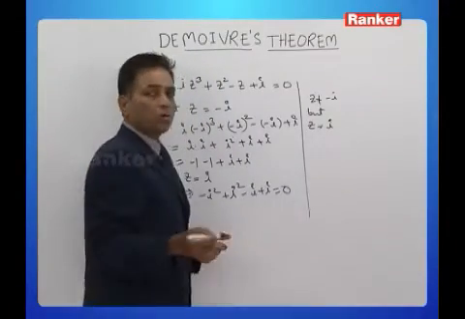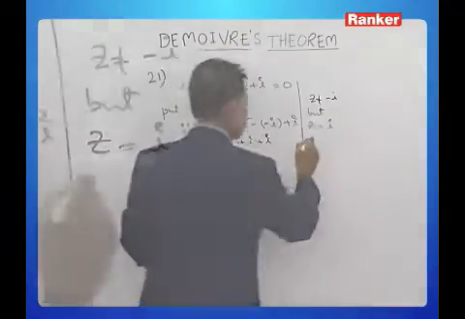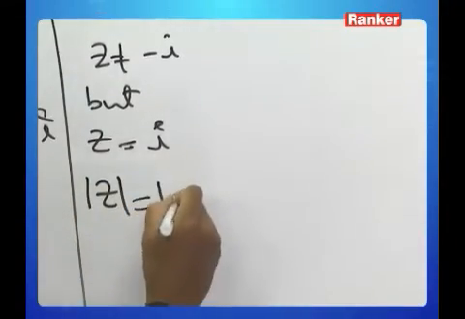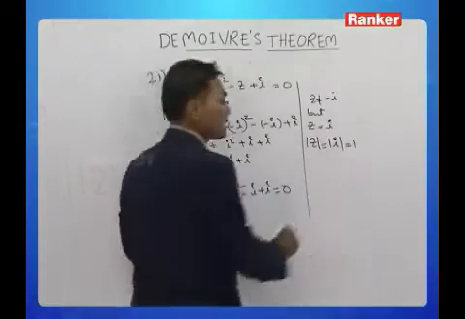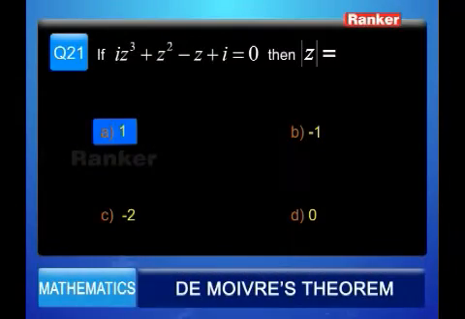Now what we want is mod z. So what is mod z? Yes, mod i. What is mod i? 1. So as I said, what is the right answer? 1. Right option A. Of course, without doing we can write the first option as the right answer.